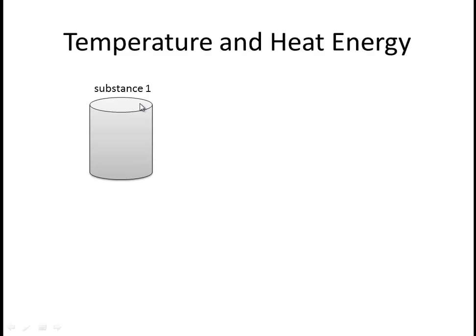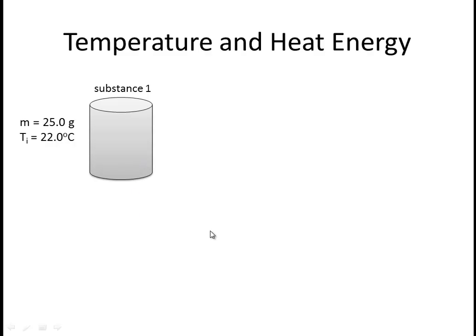All right, so we've got some substance. Okay, it's a pure substance. It could be a pure element or a pure compound. And what we know about it is we have exactly 25 grams of this stuff, and it's at an initial temperature of 22 degrees Celsius, okay, which is just about room temperature.